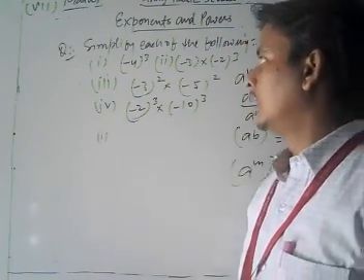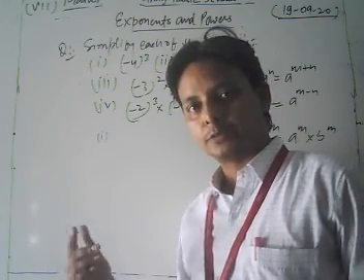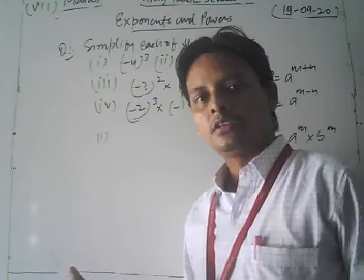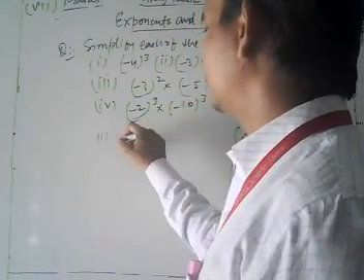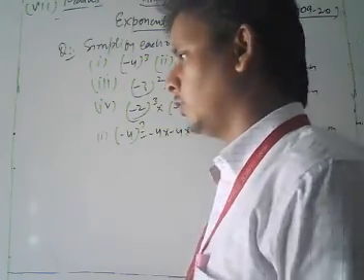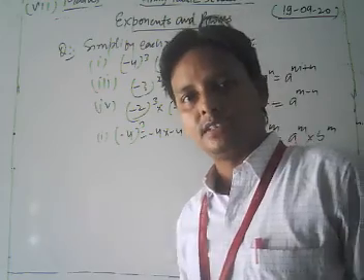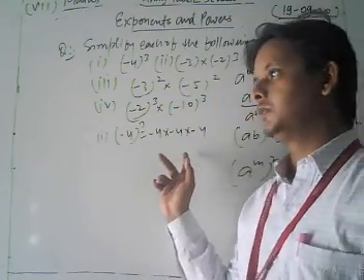This is minus 4 to the power 3. So dear students, we can express minus 4 to the power 3 as minus 4 into minus 4 into minus 4. Now what do I get, dear student? Minus multiplied by minus gives plus, and plus multiplied by minus gives minus.